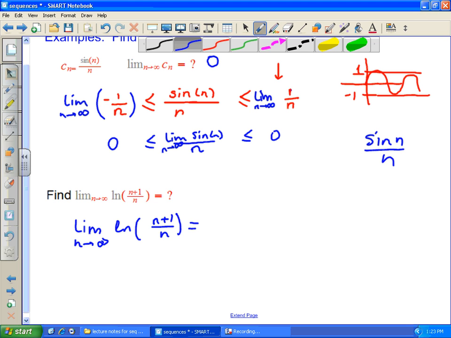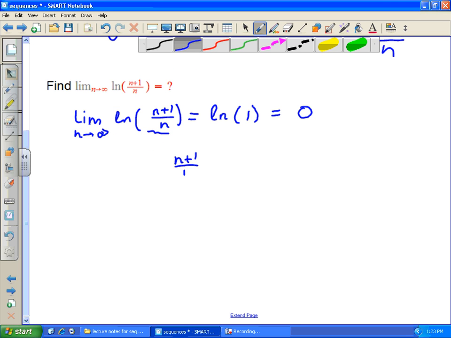So that means this whole thing is going to go to ln, because on the outside there's the ln function, ln of 1. And what is ln of 1? 0. So the answer to that question is 0. Yes, because I looked at the inner portion. The inner portion was just (n plus 1) over n. First, I found the limit of the inner portion. And that was 1 because degree of the top equals degree of the bottom, and the ratio of the leading coefficients was 1.